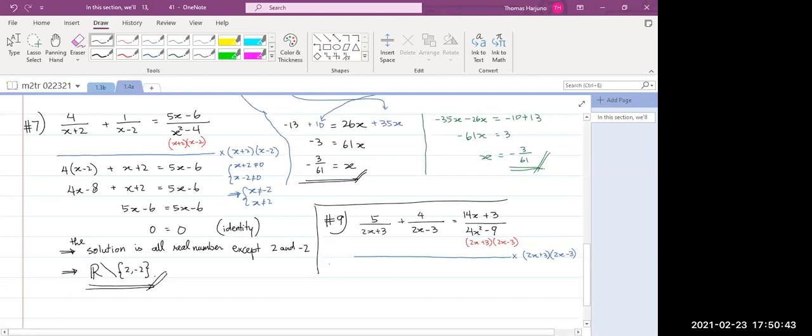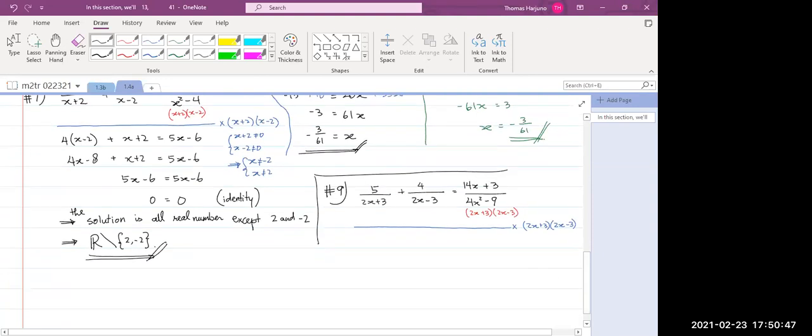Now, anybody can tell me what happened to the first term if I multiply by that blue LCD? It becomes 5 times 2x minus 3. That's right. Don't need to distribute it right away. Plus 4 times 2x plus 3. Right? On the right-hand side, I get 14x plus 3. Distribute, combine like terms.